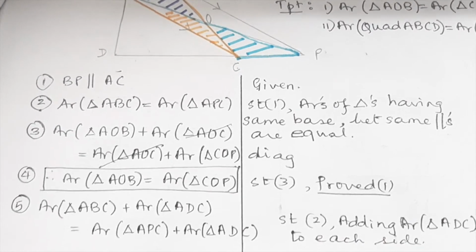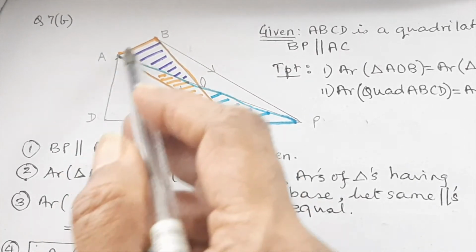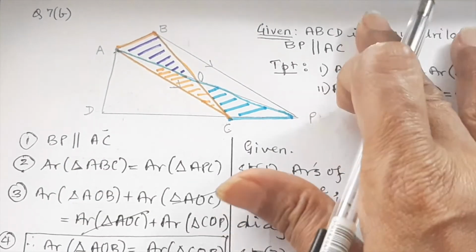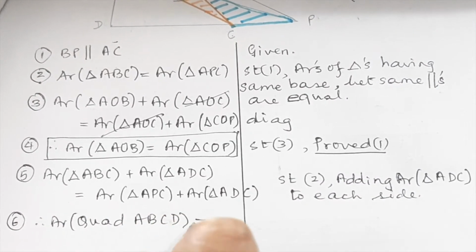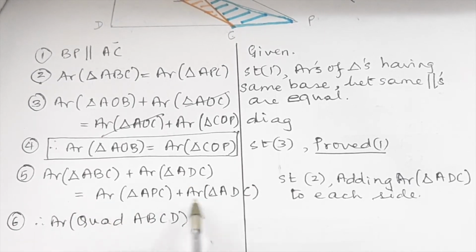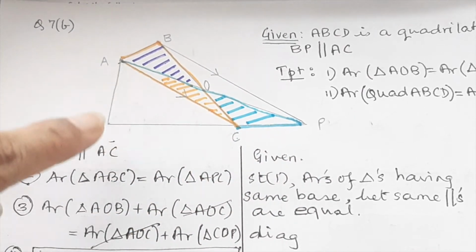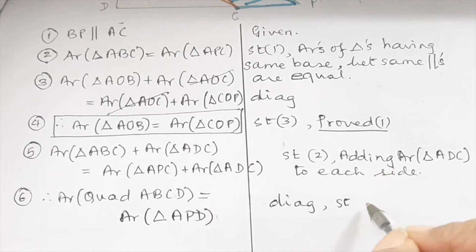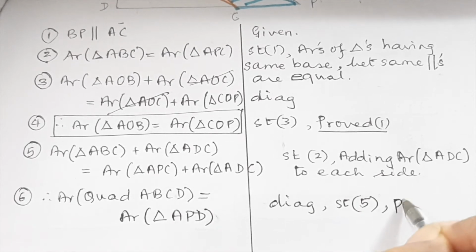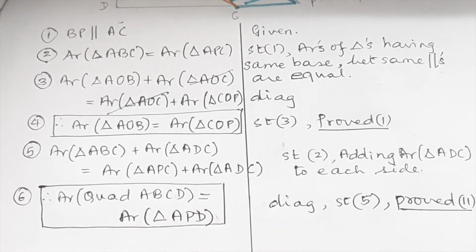Now let's look at the diagram. We have written ABC plus ADC. ABC plus ADC is quadrilateral ABCD. So we will write just that. Therefore, area of quadrilateral ABCD is equal to, so we got these two. Now APC and ADC, let us look. APC plus ADC is ADP triangle. So that is area of quadrilateral ABCD equal to area of triangle APD, and this is from diagram and statement number 5 and proved the second part. So that is how we solve this question. This was a 7B question.